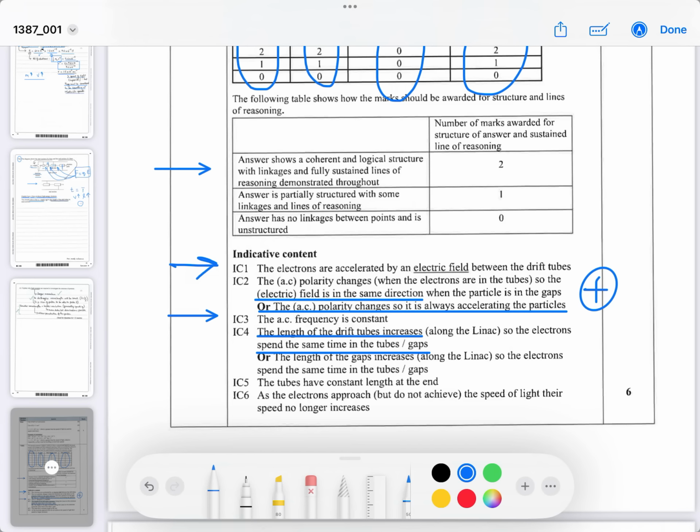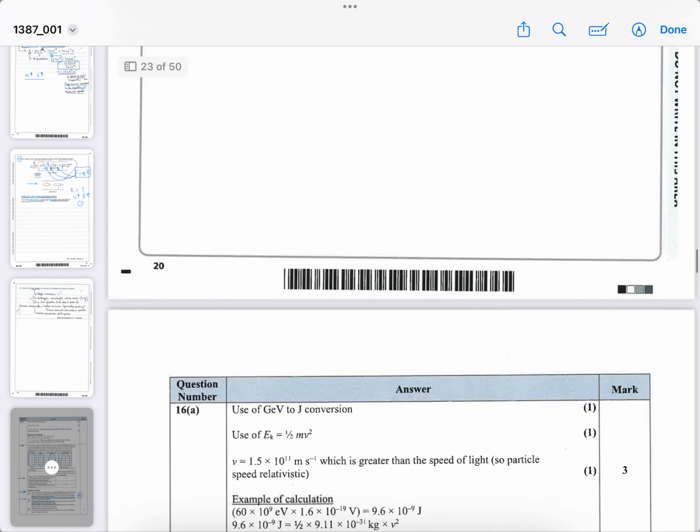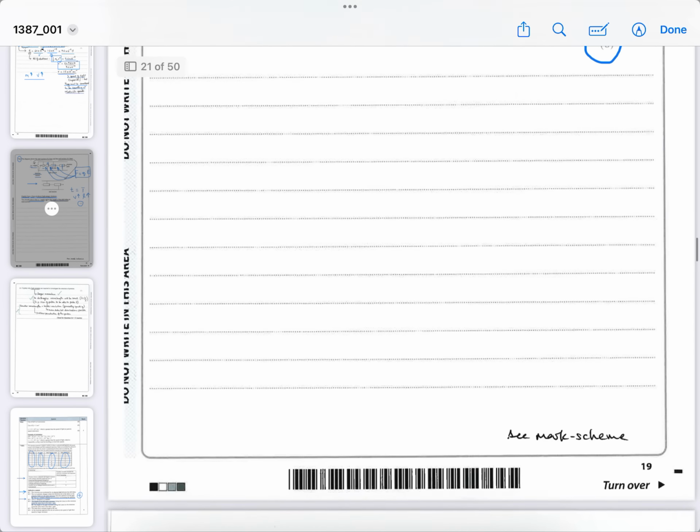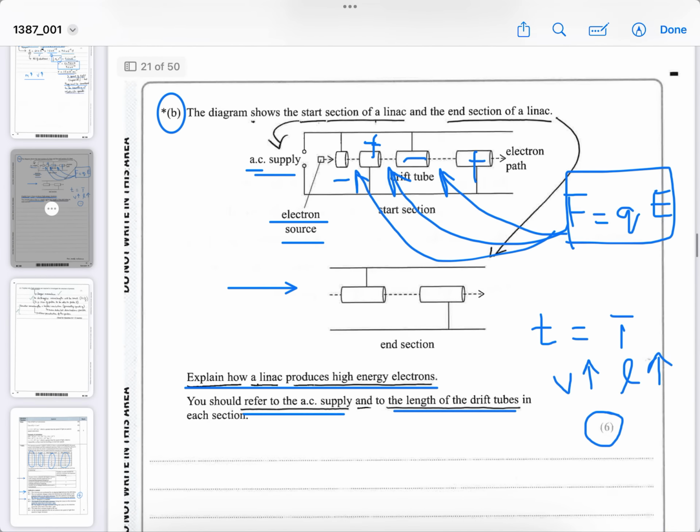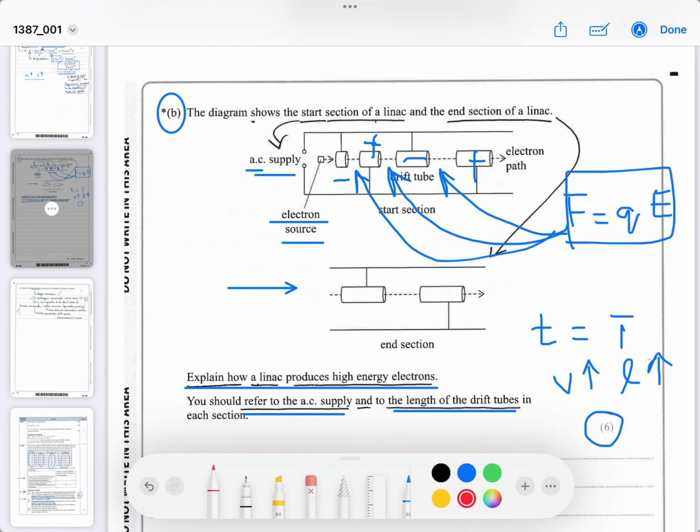So they're saying that the tubes at the end of the linear accelerator have constant length. So let's have a look at the diagram. It's not something I was looking at. So they mean the second part of the diagram, the end section. They're talking about this section here. Yeah, so you're right, they are not increasing at the end. Okay? So you need to also include the end section. So what's going to happen here is that they do not increase in length.